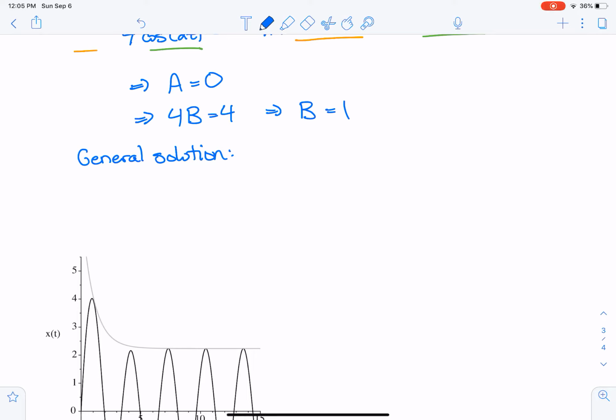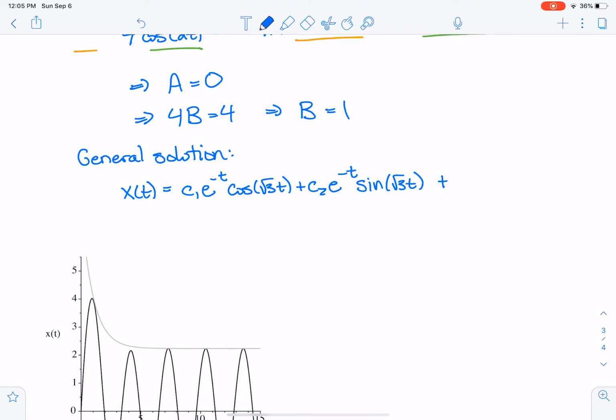So my general solution is going to be the homogeneous solution, x of t equals c1 e to the minus t cosine of square root of 3t plus c2 e to the minus t sine of square root of 3 times t, and then the particular solution, plus sine of 2t, because B is equal to 1, and the cosine term goes away because A is equal to 0.